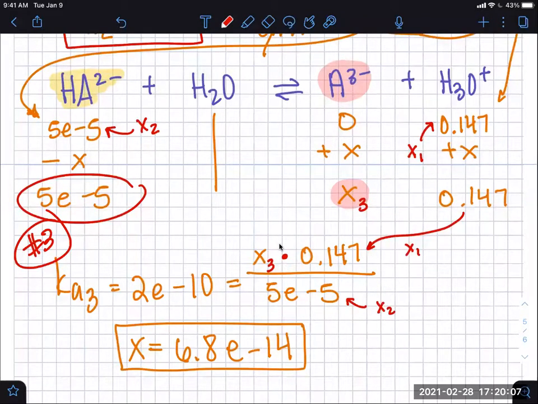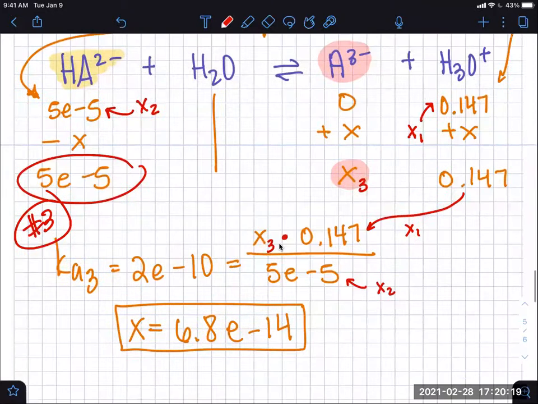So you're going to kind of see this pattern all the time. Just be careful that you know what these numbers are, where they're coming from. But this is the pattern if you want to use it. And then you can solve for x3, your final value. Sometimes it might ask you what is the final pH at that point.